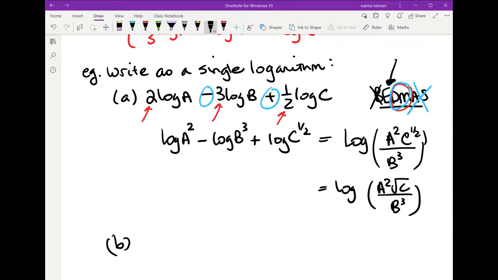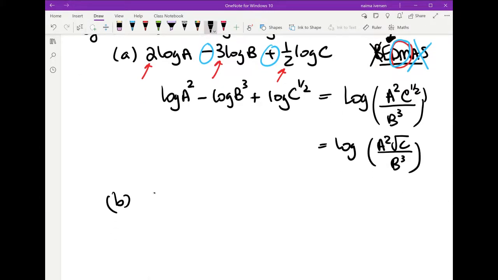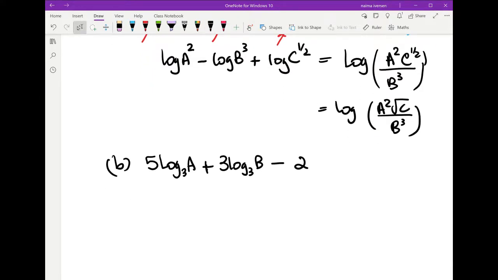Now I'll show you a trickier one. Let's say we have 5 log base 3 of a plus 3 log base 3 of b minus 2. So we want to write this as a single logarithm. The bases must match. So really, the problem that we're having right here is this guy. This guy is a problem because if I want to write this thing as a single logarithm, I actually have to write that as a log.